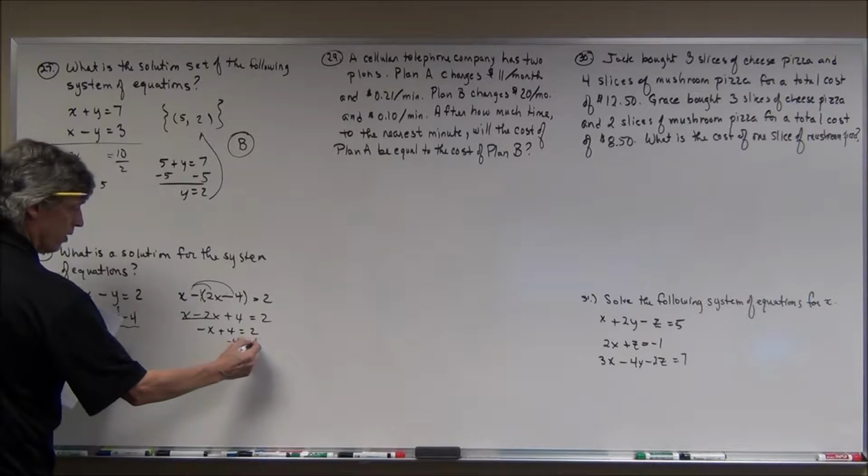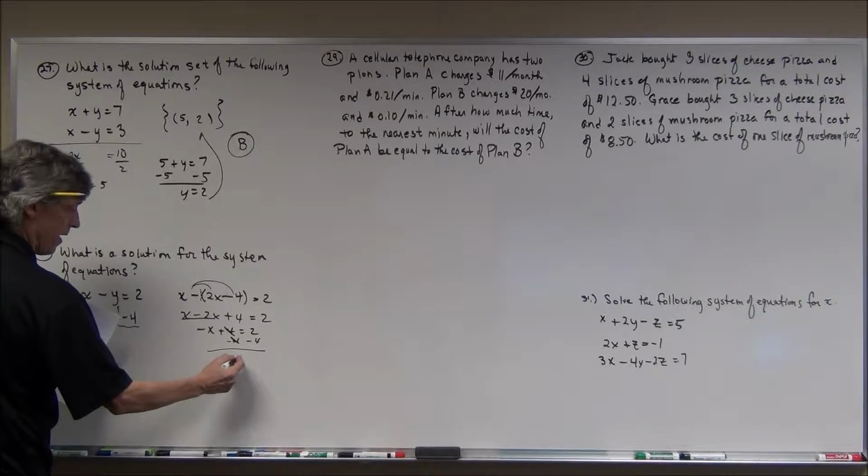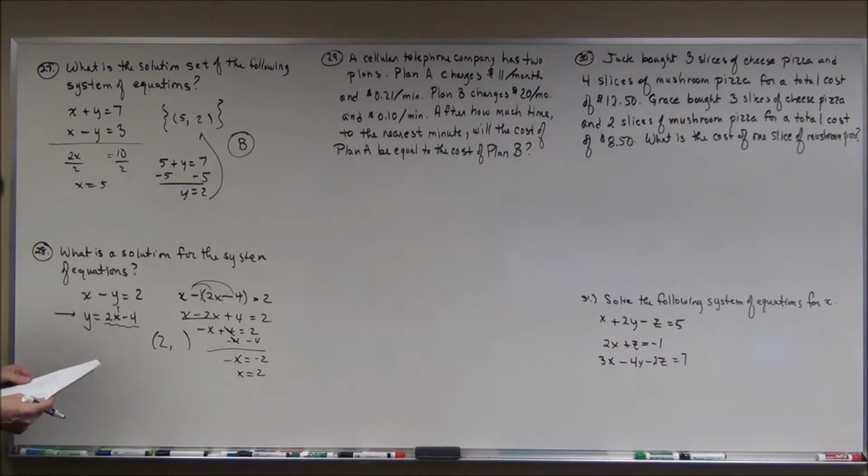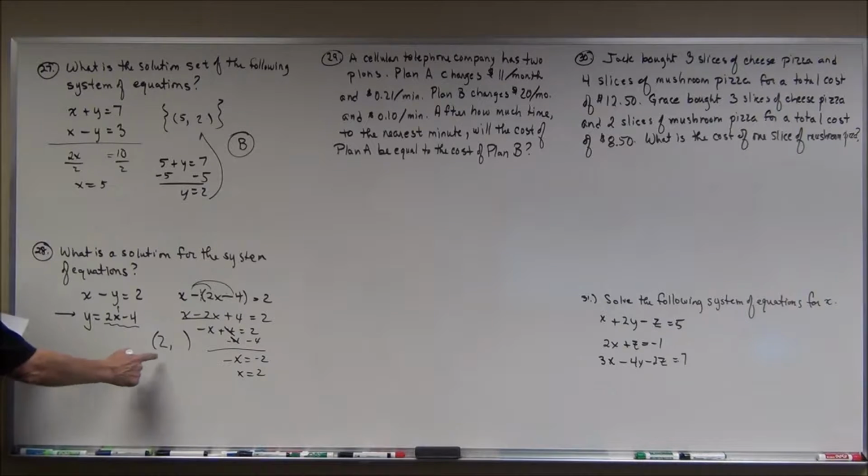I can subtract 4. I get the opposite of x is equal to -2, which means x is equal to +2. My answer is 2 comma something. Now I go back and I look at my answers here, and I'm looking at my choices, and I'm noticing that only one of them, let's see, yeah, it looks like only the second answer, answer B, has a 2 for the x value.